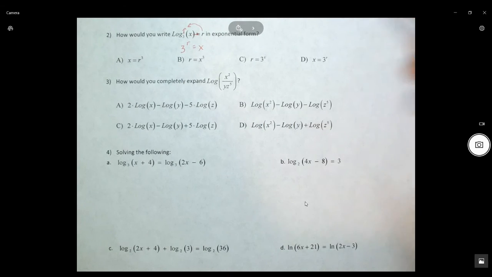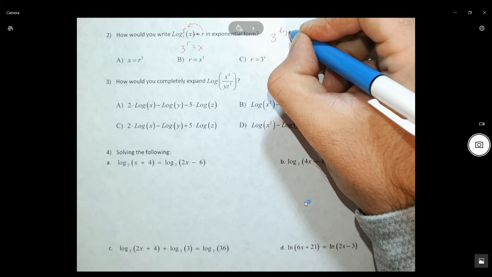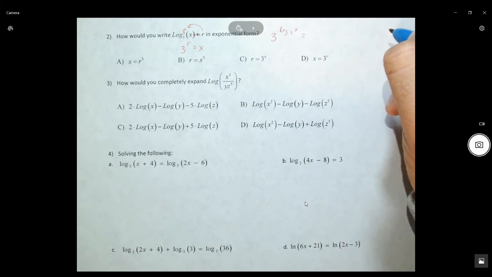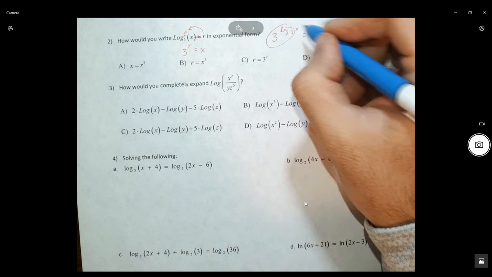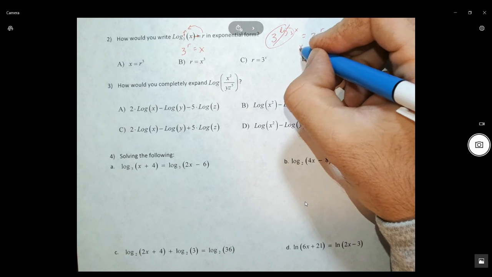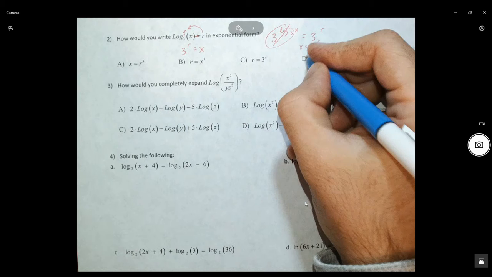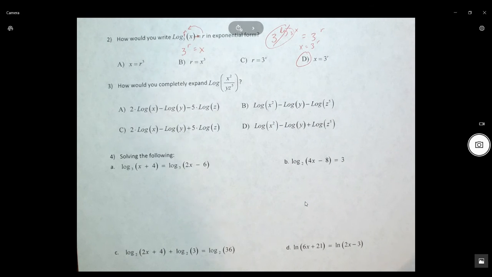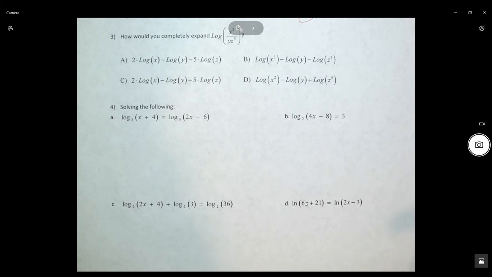You also might have learned to raise both sides to a base of 3. So you could do 3 to the log base 3 of x is equal to 3 to the r. The 3 and the log base 3 go away, so you just end up with x is equal to 3 to the r, which is the same thing I got here as well. So your answer here is going to be D. Those are those first two, just simple conversions. Make sure you know those, though. They're too simple to miss.